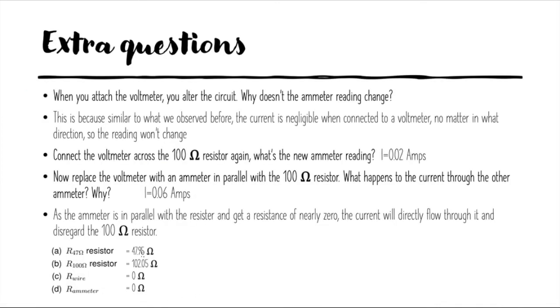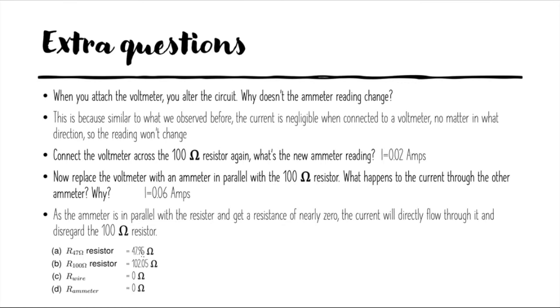For the extra questions of this section: when you attach the voltmeter, you alter the circuit. Why doesn't the ammeter reading change? This is because, similar to what we observed before, the voltmeter's effect on the circuit is negligible, no matter in what direction it is connected, so the reading won't change. Connect a voltmeter across the 100 ohm resistor again. What is the new ammeter reading? I observed that the new ammeter reading equals 0.02 amps.